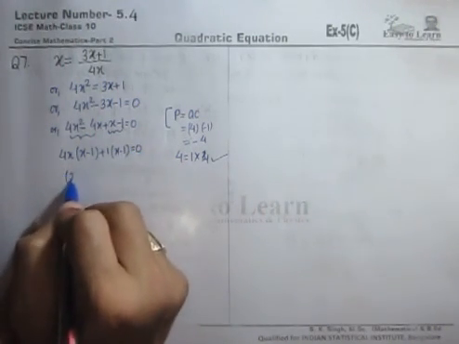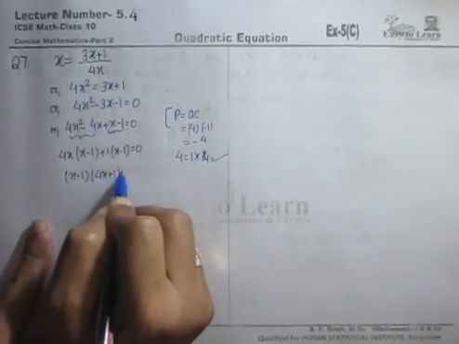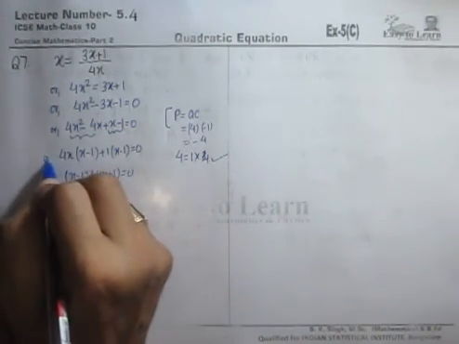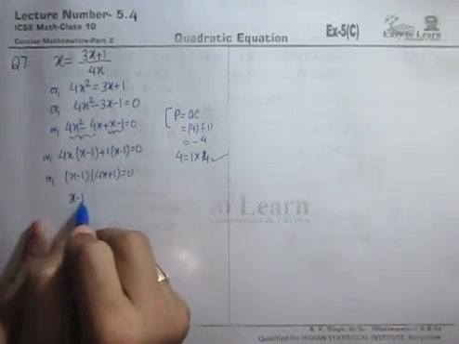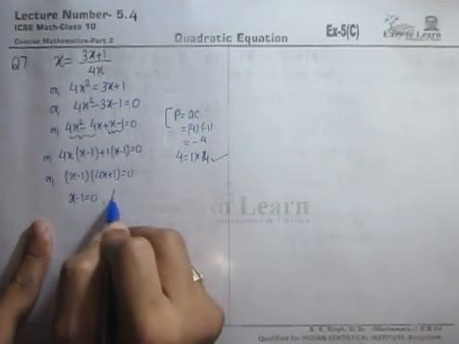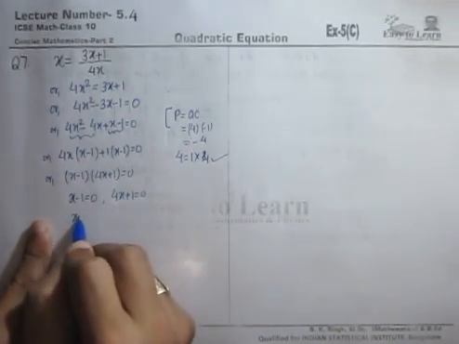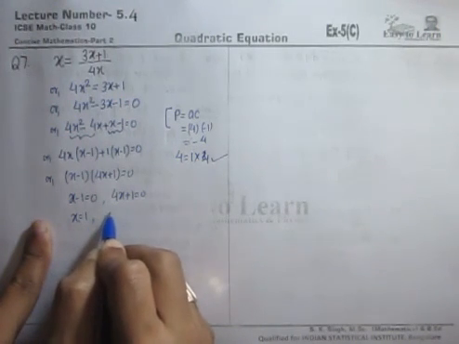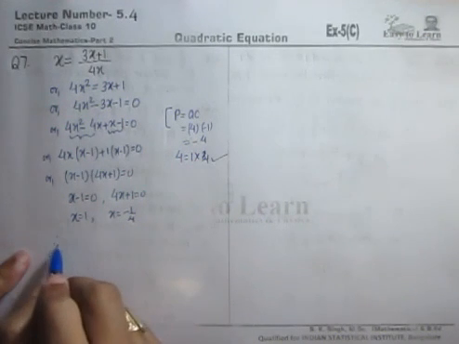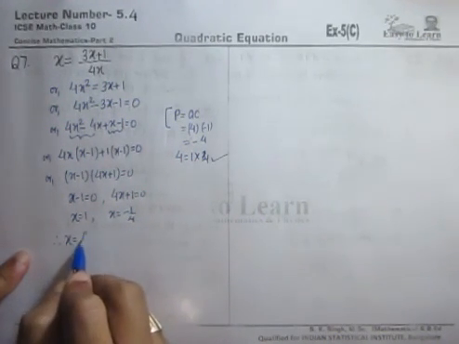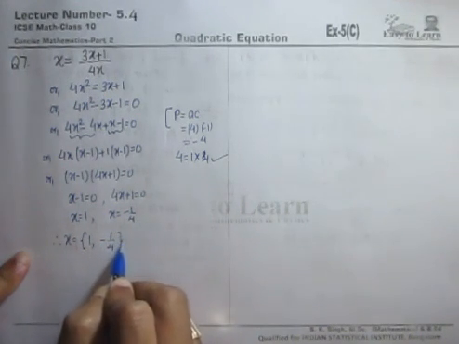So, x minus 1 into 4x plus 1 equal to 0. Now put x minus 1 equal to 0 and 4x plus 1 equal to 0. So x is equal to 1, and from here x is equal to minus 1 by 4. Therefore the roots are x is equal to 1 and minus 1 by 4.